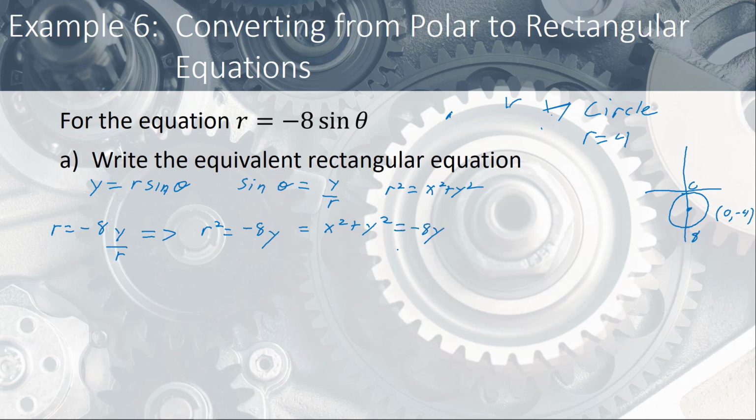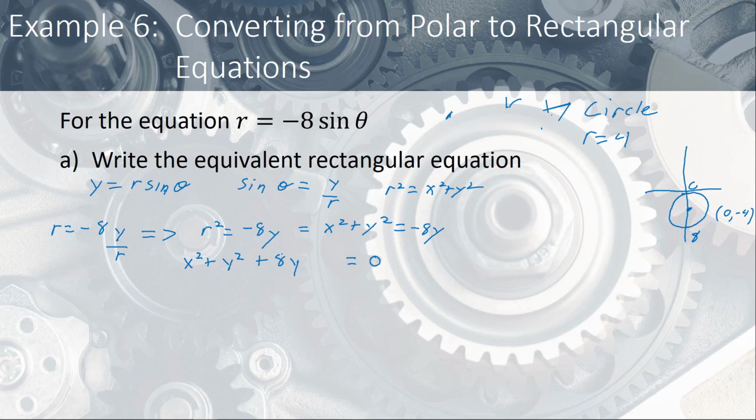Now one thing that we can do is move the negative 8y over here. And if we do, we will have x squared plus y squared plus 8y is equal to 0. And since we have a circle, maybe we can complete the square and write this in center radius form. So let's go ahead and do that.